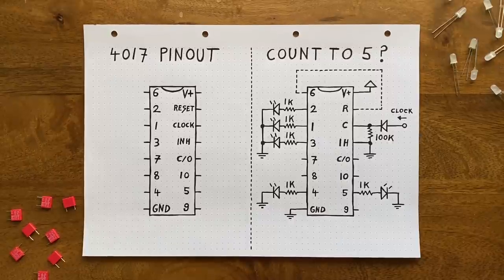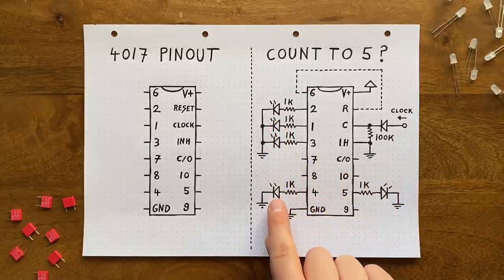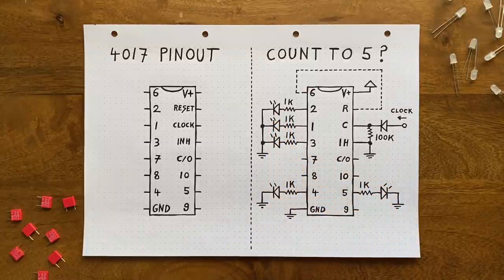To try all this on a breadboard, we'll need to make the chip's internal state visible somehow. For this, we'll simply use a bunch of LEDs attached to the count state outputs through current limiting resistors. These are necessary because LEDs are super quick to burn out if we push too much current through them.